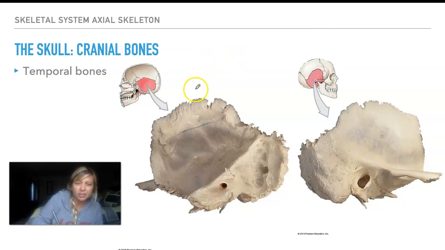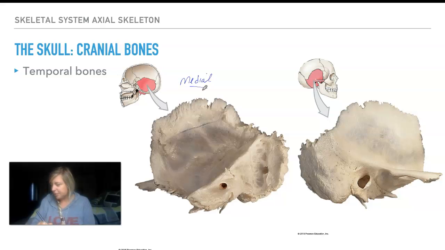So what you're seeing here is a medial view. So if we were to do a sagittal section through the skull and you were to look at this bone from the inside, you would see, so over here, this is actually the zygomatic process from this view.